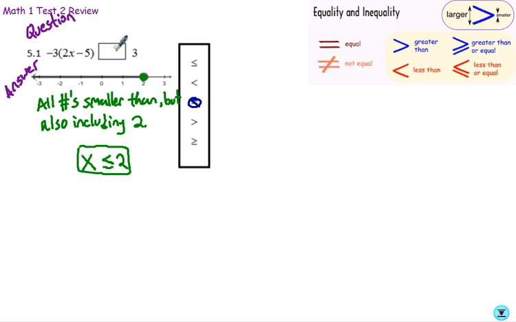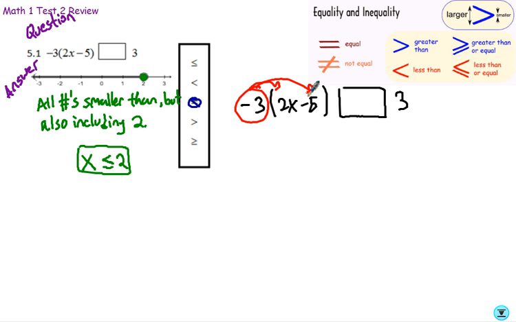But that doesn't mean that there's a less than or equal there, because we don't know if this is the answer. This is what it ended up as. We don't know if that's how it started. So we're going to have to just rework the problem. Let's say -3 times (2x minus 5), and then they put a box. So I'm just going to put a box. We're going to solve it just like we would. We distribute when we see parentheses. So let's distribute. Right, so we end up with -6x plus 15, and then we're just going to keep this box here.